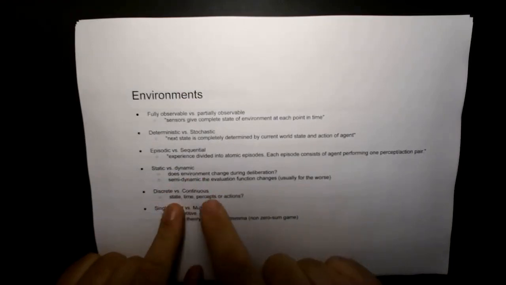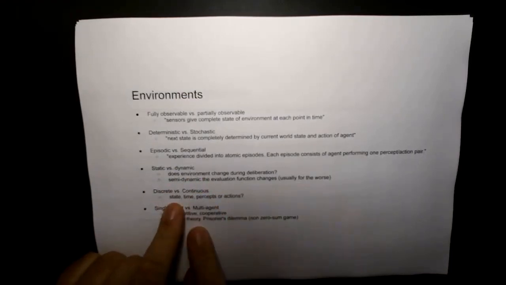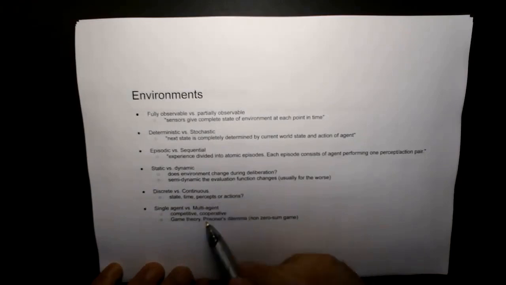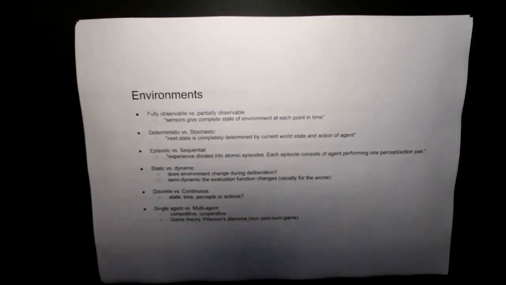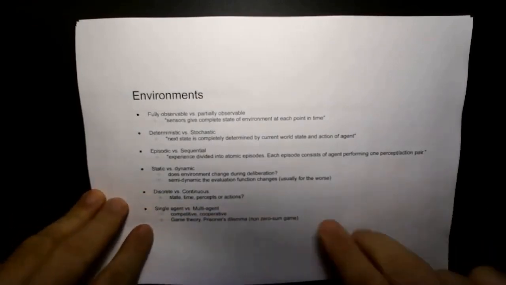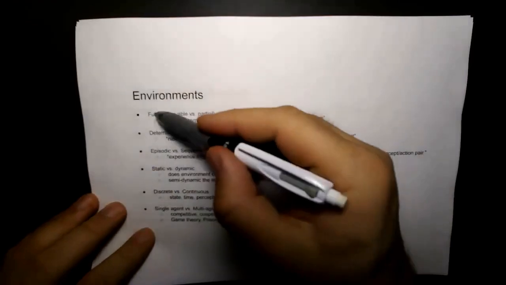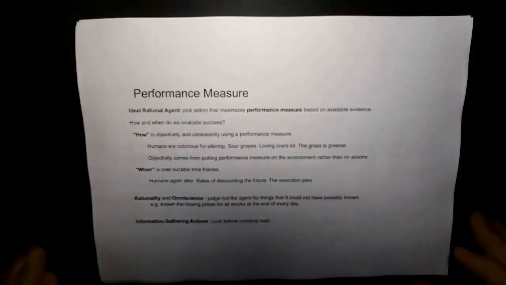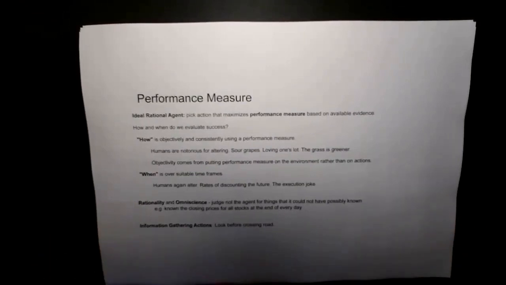Discrete versus continuous. Chess is discrete, right? Self-driving is continuous. It just has to do with, and this can apply over the state, the time, the percepts, or the actions, etc. And then finally, we can talk a little bit about is it single agent or multi-agent? We're not going to say much more about that, but these are the dimensions that environments are judged by or partitioned by in the classic work on agents.